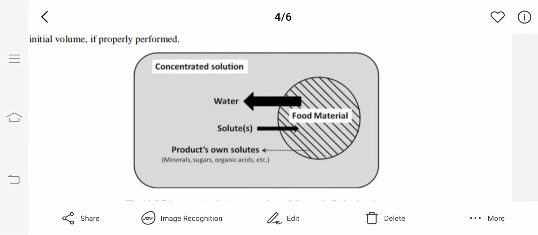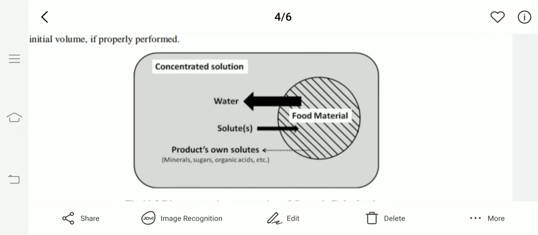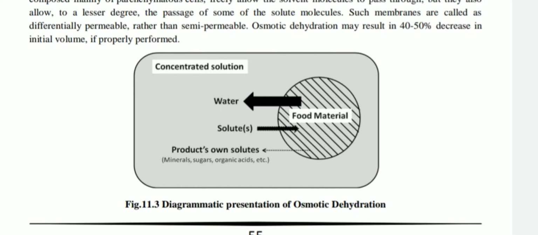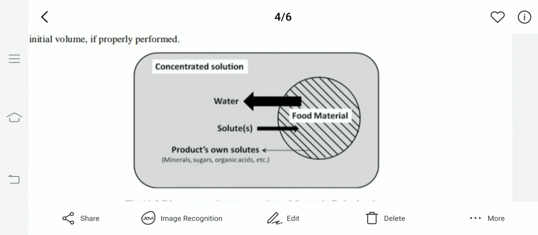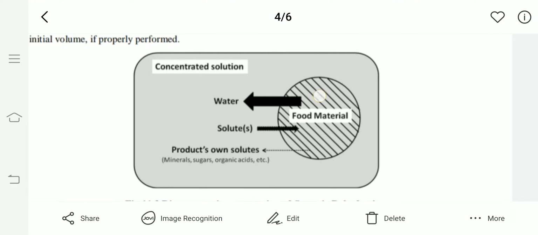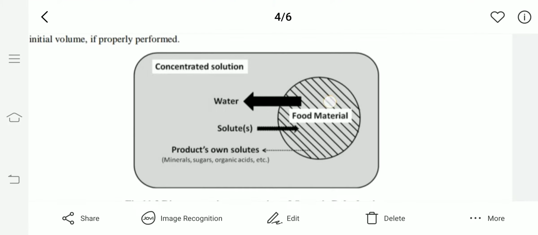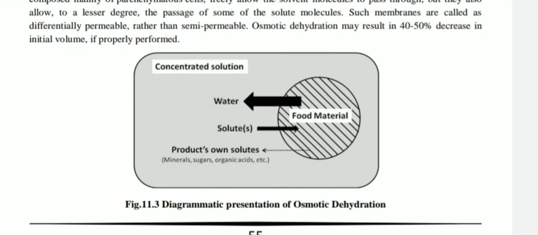This is the food material. This is the concentrated solution, hypertonic solution of salt, sugar, or the combination. Now because of the concentration gradient, this concentrated solution, the hypertonic solution, has higher concentration than the food material. So the water will move to the lower concentration. Food material has the higher water concentration than the salt and sugar water, so water will move towards the lower concentration.